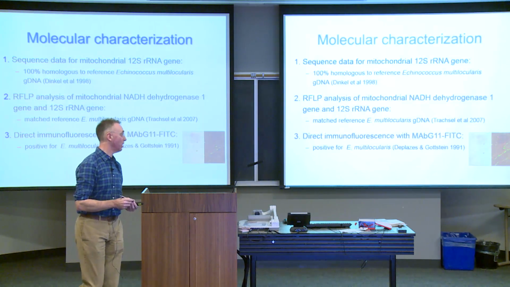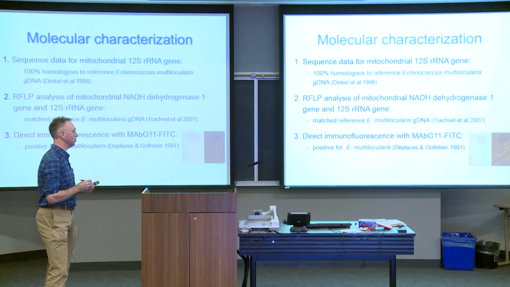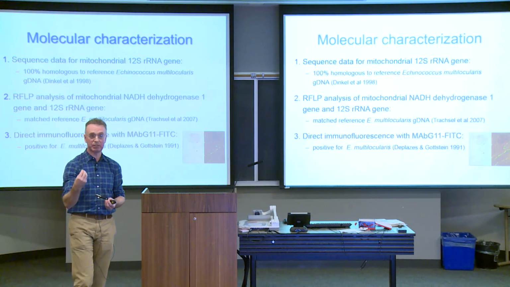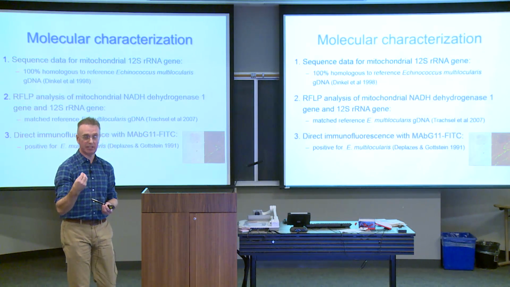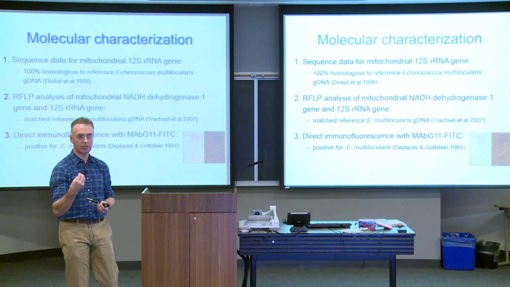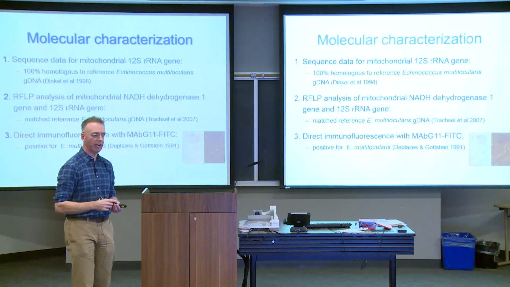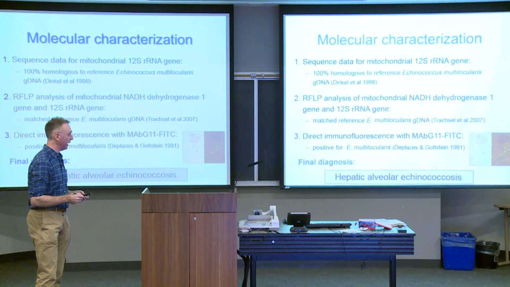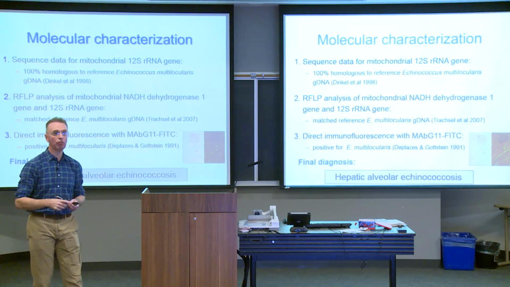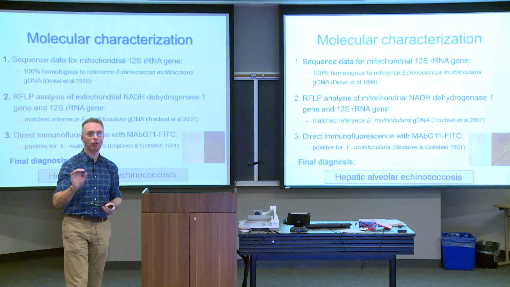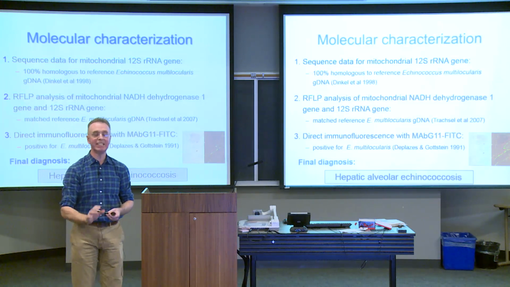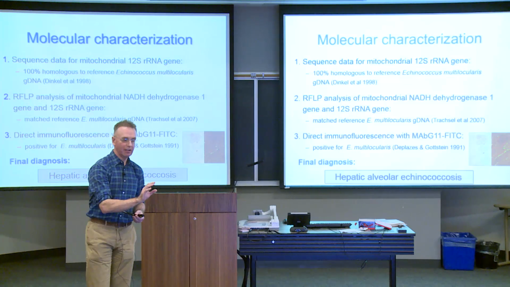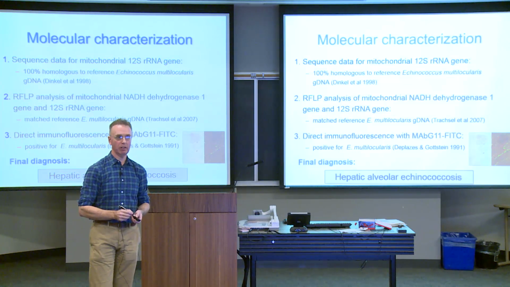And on the basis of direct immunofluorescence of the tissues we sent him, using an antibody they've generated that appears to be completely specific for this species, it doesn't cross-react with Echinococcus granulosus or any of the tapeworms that are recognized to occur in dogs, it was positive for that. And so Bruno came back to me and said, clearly this is a case of what's called hepatic alveolar echinococcosis, the intermediate stage of Echinococcus multilocularis in the liver of this particular dog.